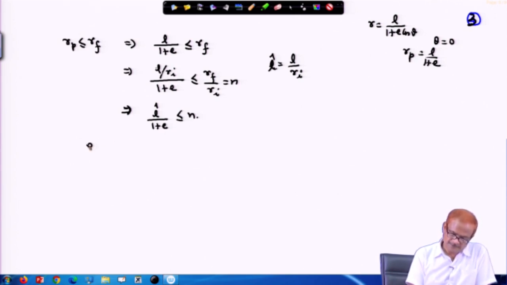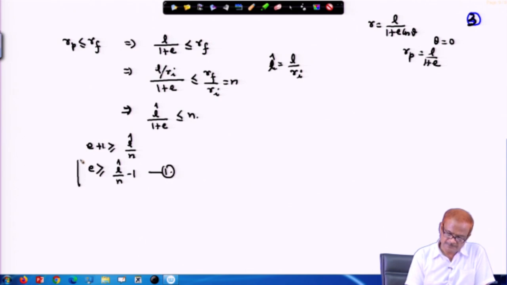Okay. So, this implies e plus 1, this will be greater than L cap divided by n, or e will be greater than L cap by n minus 1. This we term as equation 1.